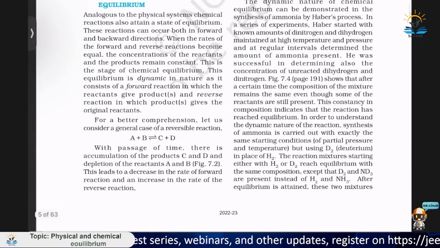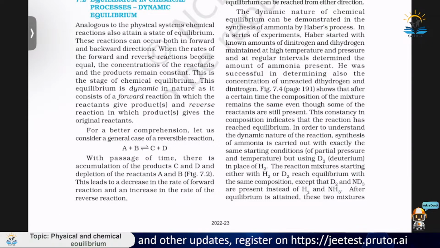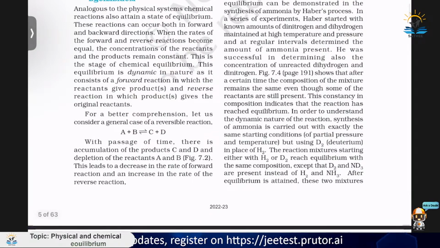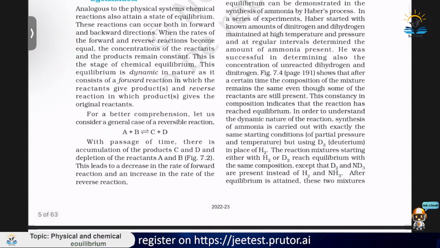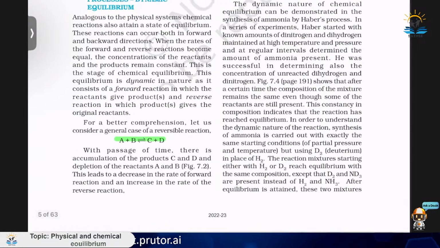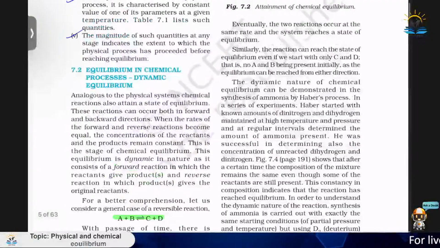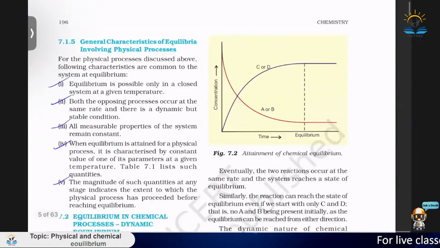So let's start chemical equilibrium. If we define a reversible reaction like this, A plus B gives C plus D, with the passage of time there is accumulation of products C and D and depletion of reactants A and B, and the forward reaction is happening. Eventually, the two reactions occur at the same rate.